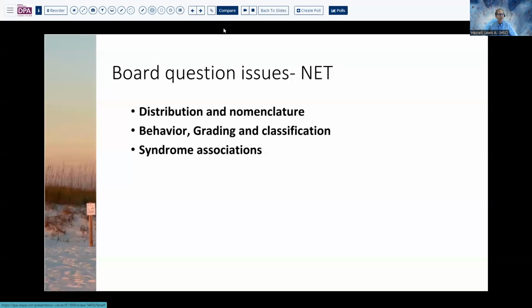So things to remember for the boards: know your distribution, nomenclature, and associations. Know how they're going to behave and their unpredictability. Know how to grade them. Grade 1, less than 3%. Grade 2, 3 to 20. Grade 3, greater than 20. Carcinoma, frank carcinomatous features. And then the syndrome associations, MEN, NF1, and so forth. Von Hippel-Lindau, those associations are present.